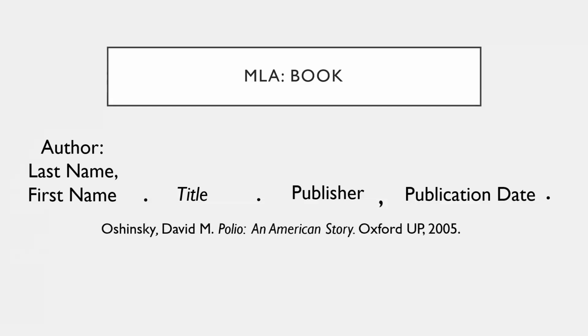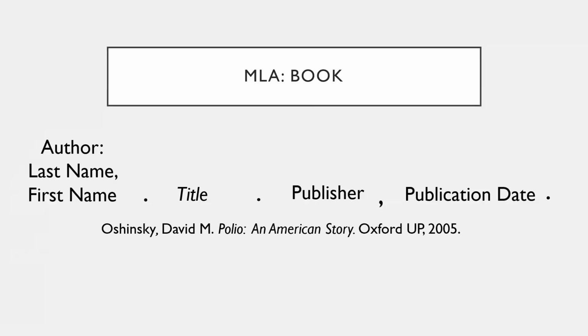So here is that same book done in MLA style. I have my last name, Oshinsky, and then David M. with a comma after his last name. Polio, an American Story is italicized, followed by a period. And then one thing MLA likes to do for well-known publishers like Oxford University Press or Harvard University Press is not put the city and just put UP for University Press. So I have Oxford UP, comma, 2005, period. Those look similar. They have all the same elements, but they're rearranged a little differently. Each citation style has its own little niche for what it likes to look like.